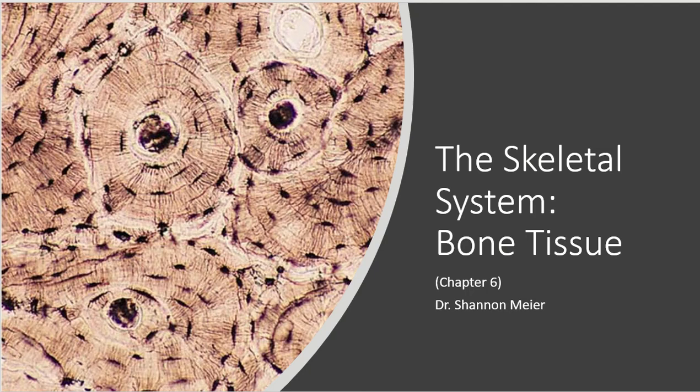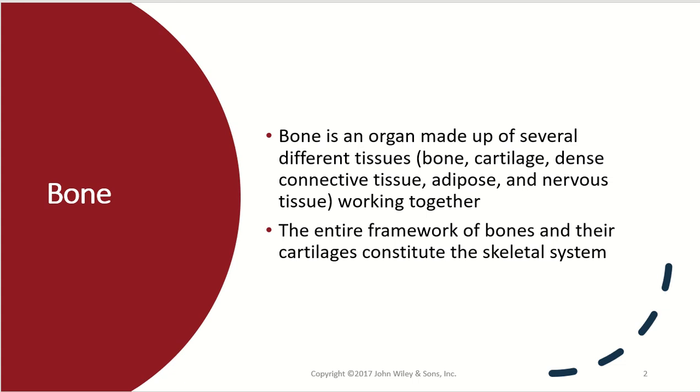This is Chapter 6, talking about the skeletal system, specifically about bone tissue. So bone is an organ that's going to be made up of lots of different types of tissue. There's going to be bone tissue, as well as cartilage, dense connective tissue, some adipose tissue, as well as nervous tissue. And these are all going to work together to make up the organ we know as bone. So the entire framework of bones, as well as their cartilage, is all going to come together to constitute the skeletal system.